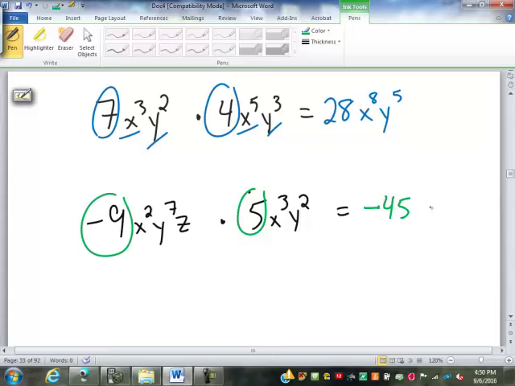Now I go to the variables, one at a time. X squared times x to the third is x to the fifth. 2 plus 3 is 5. I have y to the seventh, y to the second is what? Y to the ninth. Now I have a z here, but not over here. What happens to my z? It just stays a z. Perfect.